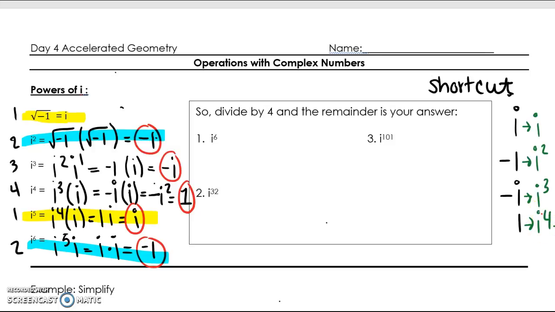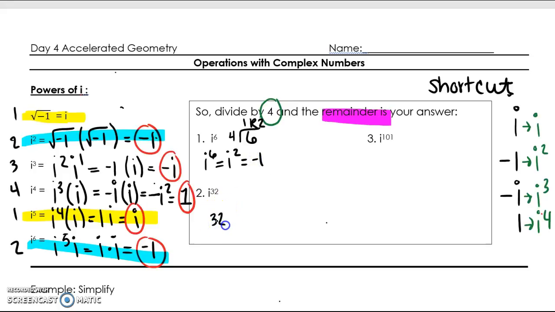Since this pattern repeats every 4 times, we're going to divide by 4, and then the remainder is going to be your answer, or your power of i. So for example, if I wanted to do it with i to the 6, I would say, okay, 4 divides into 6 one time with a remainder of 2. So i to the 6 is equivalent to i squared, which is equal to -1.